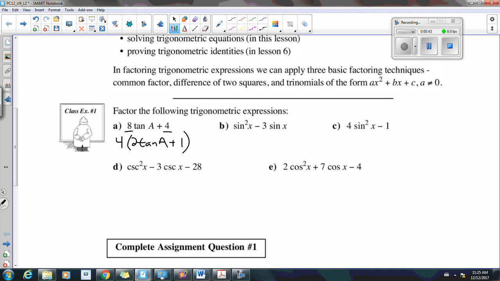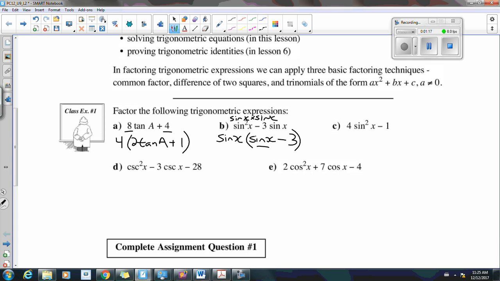The next one, sine squared x minus 3 sine x. The thing that's in common between both terms, the greatest common factor, is sine x. So I can write that out front. Now divide each term by sine x. Well, sine squared x is really sine x times sine x. We just write it this special way so we don't need to write brackets all the time. So when I divide out 1 sine x, I'm left with sine x here. 3 sine x divided by sine x gives me 3.